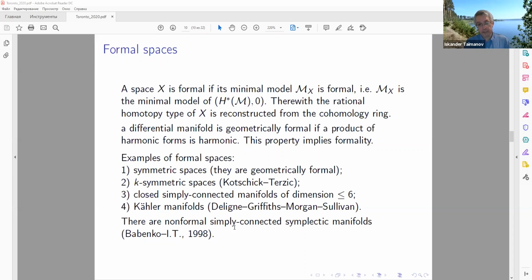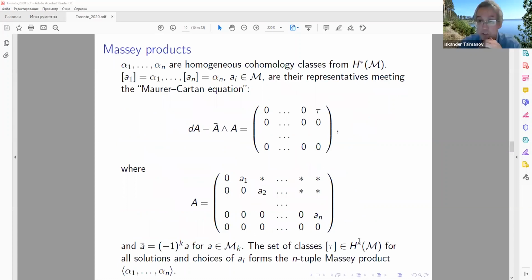So one couldn't usually expect these formality results. There were no reasons to expect them, especially when more and more constructions of symplectic manifolds became known, topological constructions which are different from the topological point of view. What is the obstruction? The obstructions are Massey products. I shall describe this definition of Massey products, how it appears.